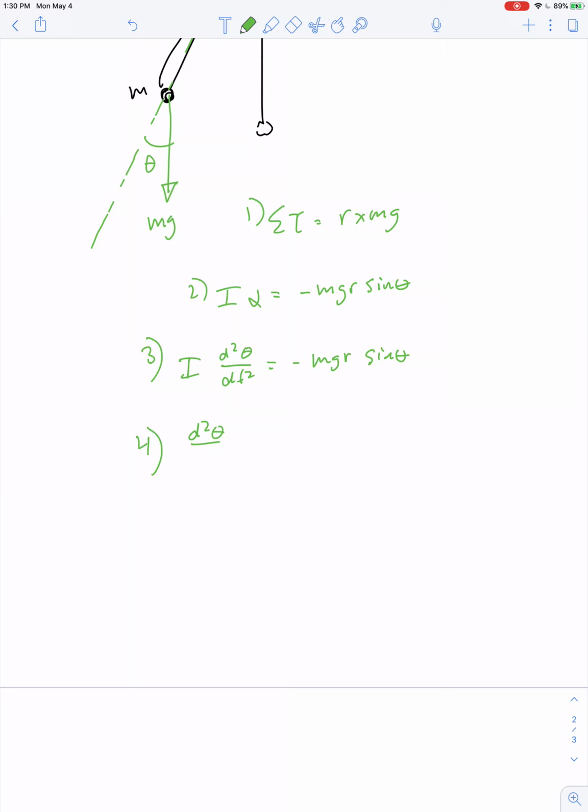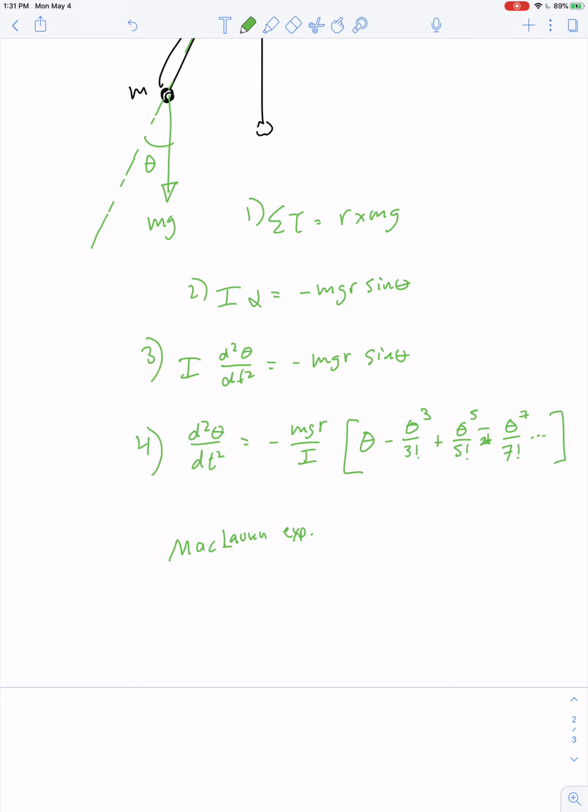The second derivative of the angle with respect to time is negative mgr over I. Now, in this case, I'm going to use the Maclaurin expansion, or the infinite series replacement for sine theta, which says sine theta is theta minus theta cubed over 3 factorial plus theta to the 5th over 5 factorial minus theta to the 7th over 7 factorial, and so on.